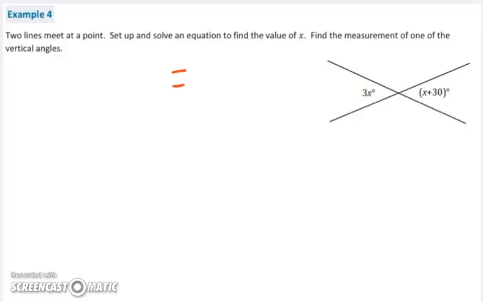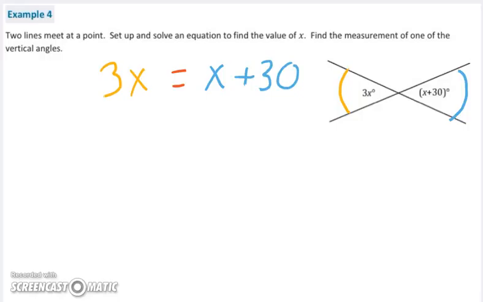Just like we did when we wrote equations from words. Sometimes we did one sentence, one side, second sentence, the other side. We'll do the same thing here. One angle, one side, put 3x over here. The other angle, the other side. So we'll put x plus 30.